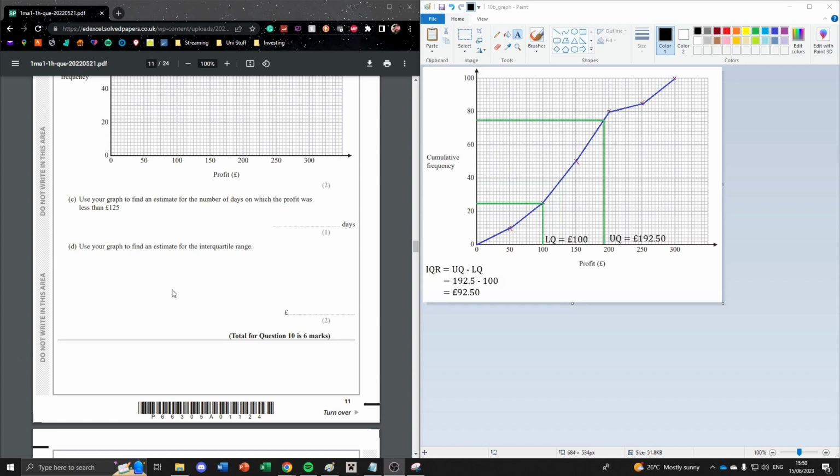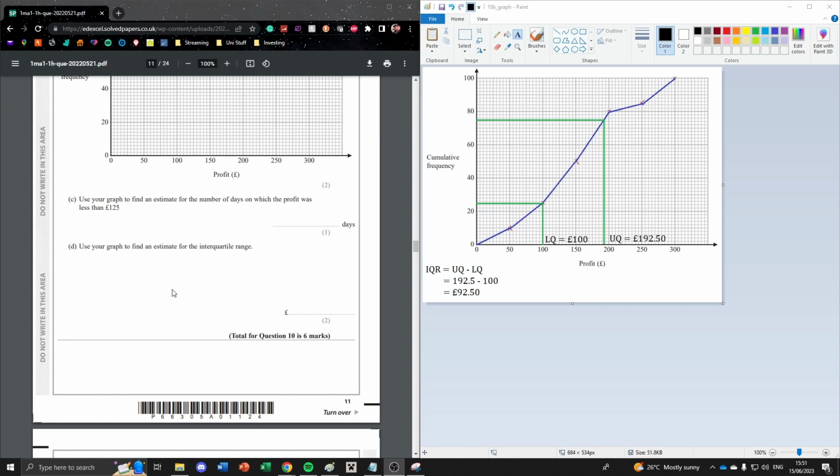And finally, part D of question 10 asks us to use this graph to find an estimate for the interquartile range. So if we order a data set from minimum to maximum, we can see that the first data point will be the minimum, the last data point will be the maximum, and we can come up with a new measure of average by taking the middle data point, and that is our median. Now from that we can make some more measures.